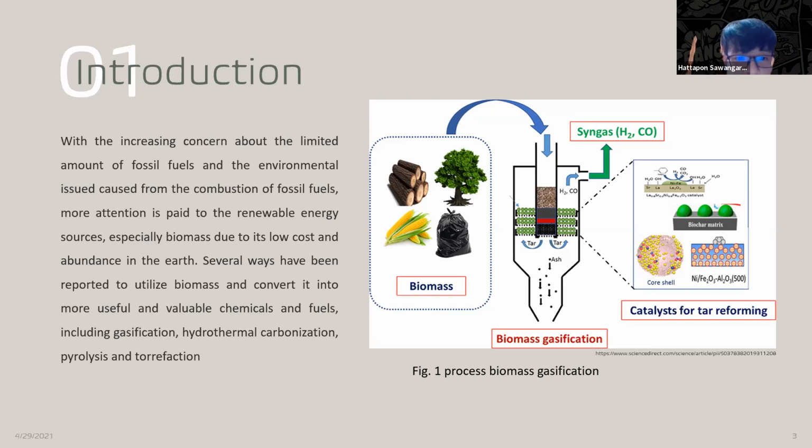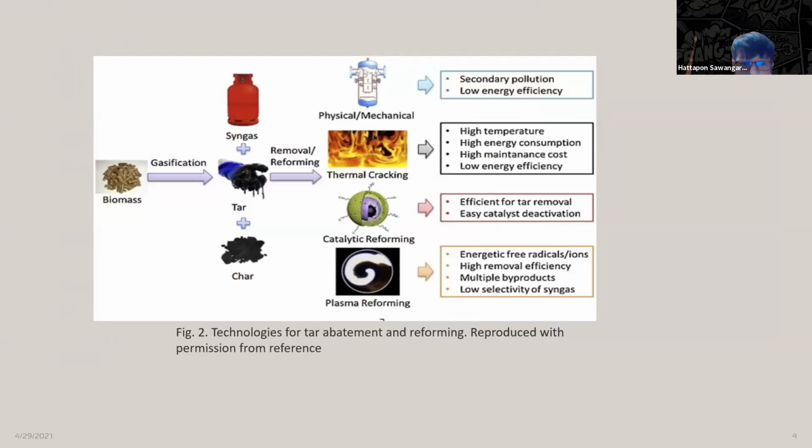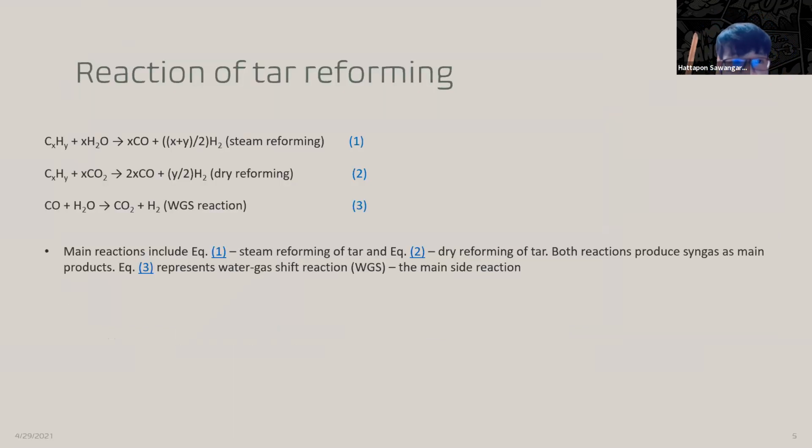A renewable energy source is biomass, at low cost. Process: biomass gasification, chemical looping and reforming, reproduced with permission from reference. Biomass catalytic reforming has easy catalyst deactivation.